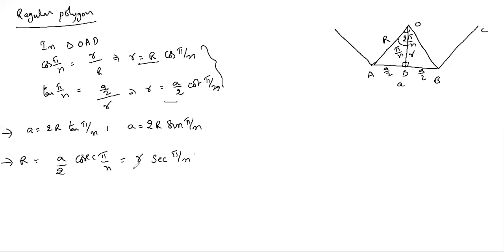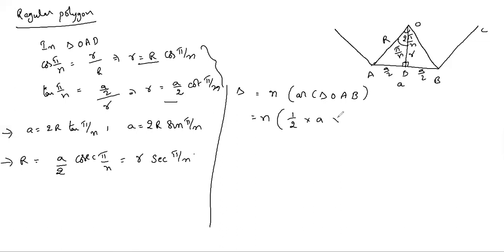Next, what is the area of a regular polygon? A regular polygon with n sides has n equal parts, so the area is n times the area of triangle OAB. So n into half into base a, height r. So n into 1 by 2 into a into r. Also, if you write r in terms of a, r equals a by 2 cot pi by n.